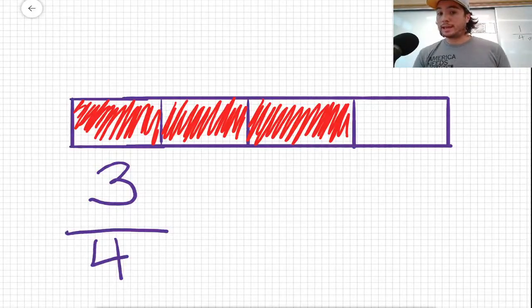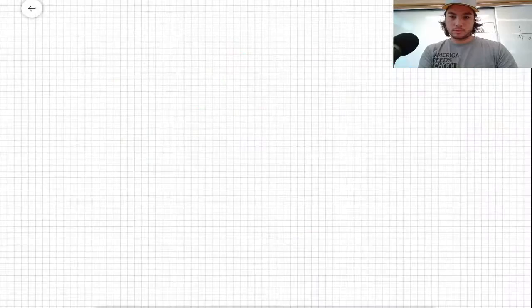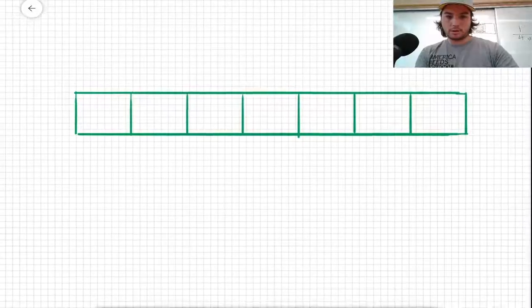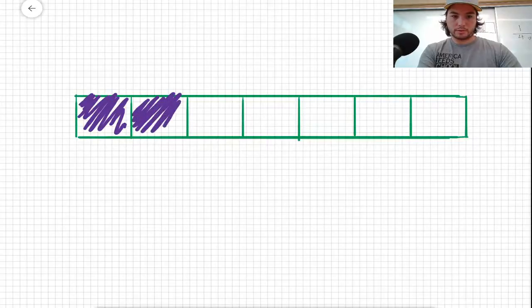If we were to shade in that last one, we'd have what? 4/4, which is another way of saying that's the whole thing, right? When your numerator and your denominator match, that is equal to 1 whole. Okay? Let's try one more. I'm going to shade it in, and then you are going to tell me the numerator and the denominator here.